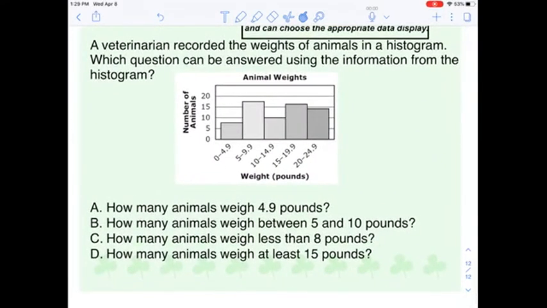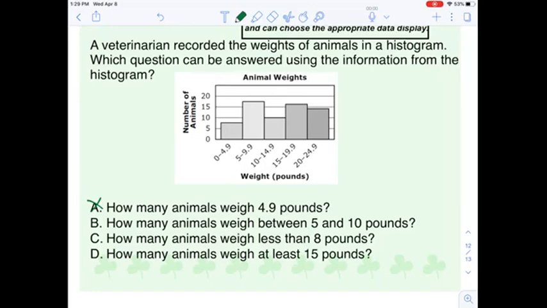Okay, last one. A veterinarian recorded the weights of animals in a histogram. Which question can be answered using the information from the histogram? Letter A says, how many animals weigh 4.9 pounds? Well, with a histogram, we can't tell because we're given intervals. We're not given exact amounts of weight for this example, so you cannot tell how many animals weigh exactly 4.9 pounds.